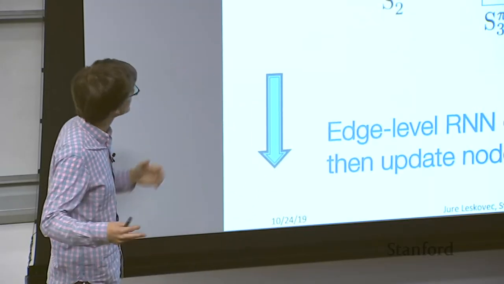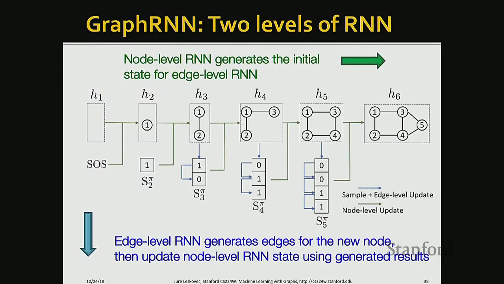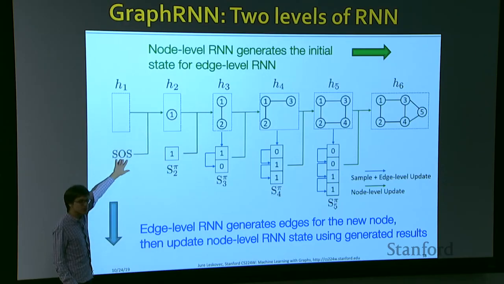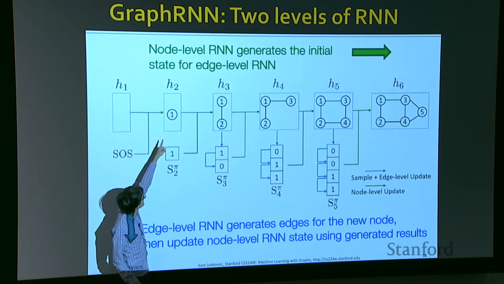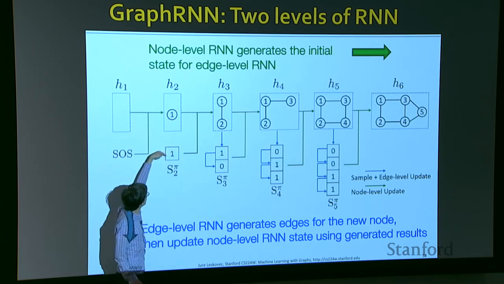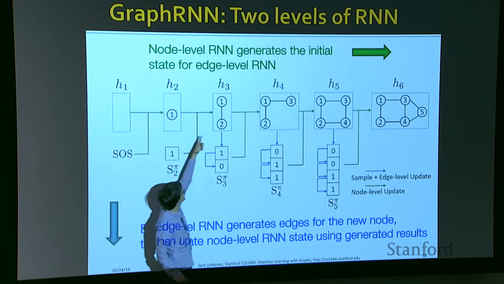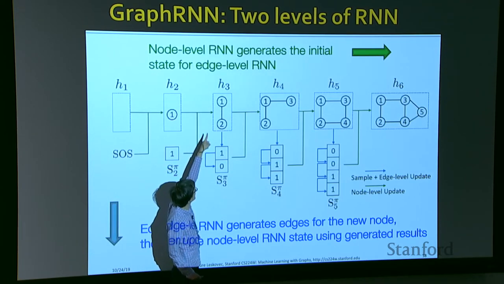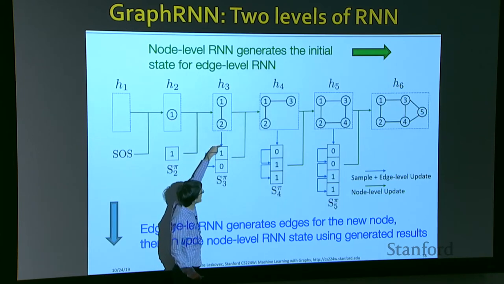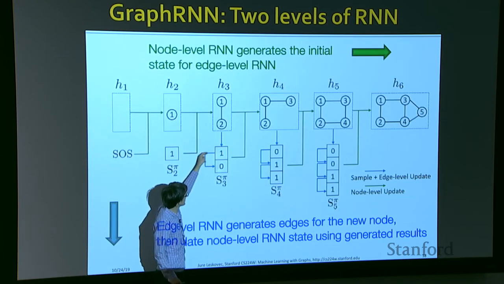Here is now this written out. There is the node level, and then top to bottom is the edge level. And this shows how the state is being kept. SOS is start of sequence. This is how we initialize the node level RNN. The node level RNN will generate a node, and then its state will be passed to the edge level RNN that will generate the edge. Here it is trivial. Now this new state is pushed back to the node level RNN that will generate a new node and pass its state down as an initialization to the edge level RNN. The edge level RNN will generate the first edge, generate the second edge.